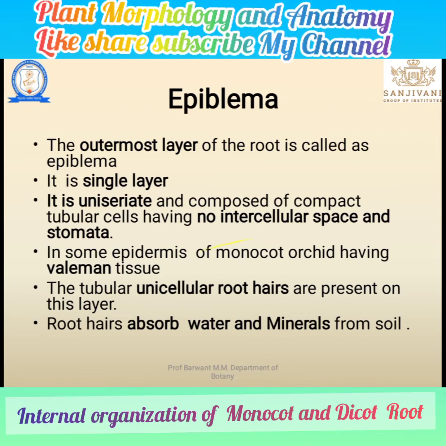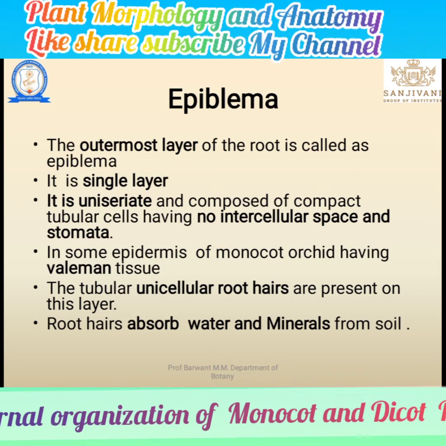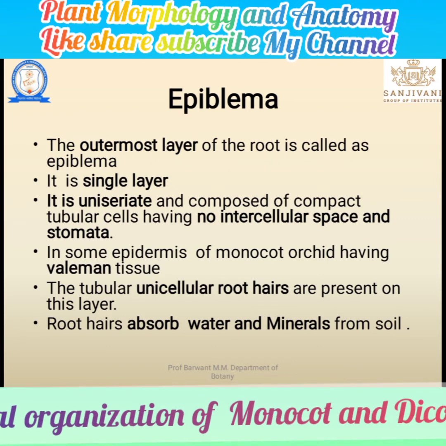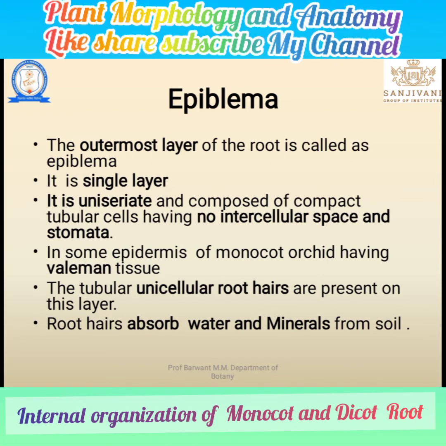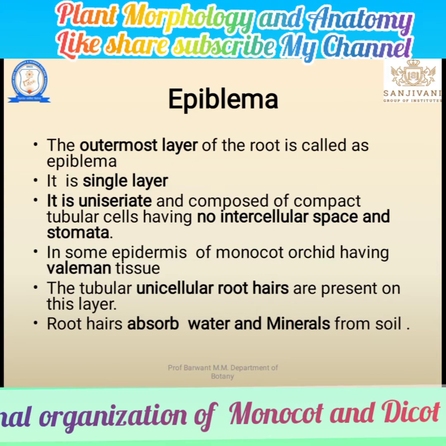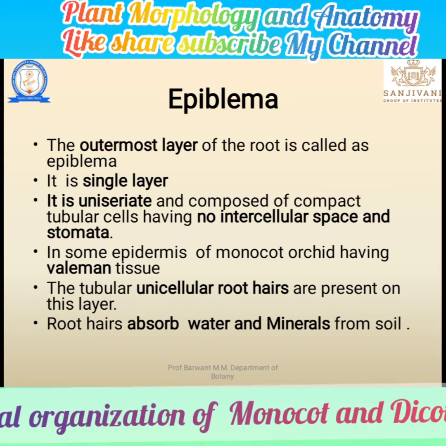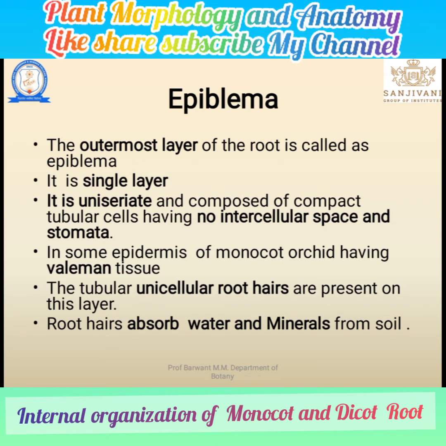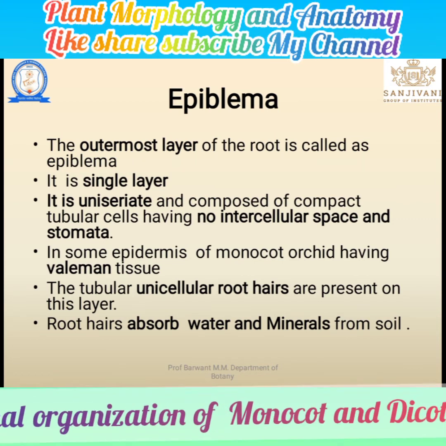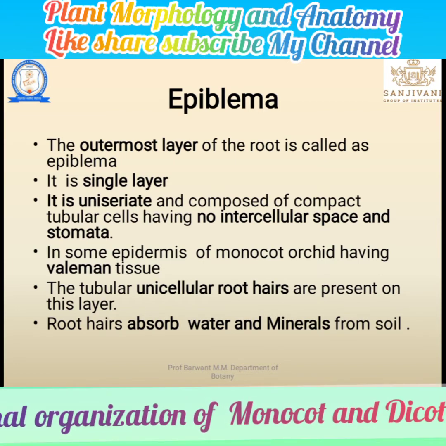Epiblema is the outermost layer of a root, hence it is known as the epiblema. It may be a single layer, uniseriate, composed of compact tubular cells which have no intercellular space and no stomata. In some monocots, like orchids, velamen tissue is present, and tubular unicellular root hairs are present. Through this layer, root hairs absorb water and minerals from the soil.